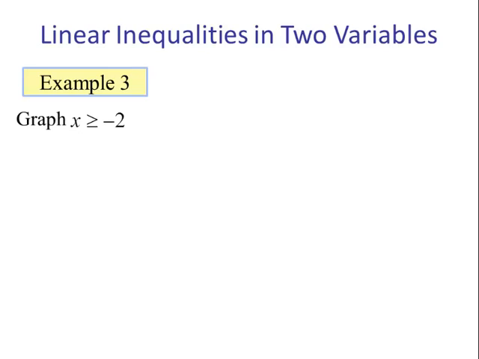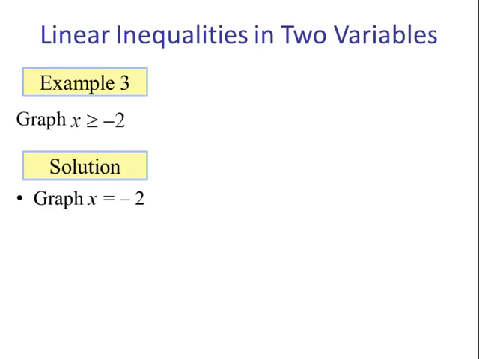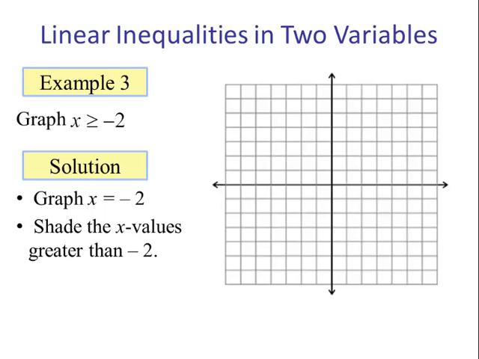Graph x is greater than or equal to -2. Again, we want to first think of this as an equation. This has an undefined slope. It is a vertical line at x equals -2. And then next, to do the inequality, we want to shade in the x values that are greater than -2. So we have our graph. We draw a vertical line.